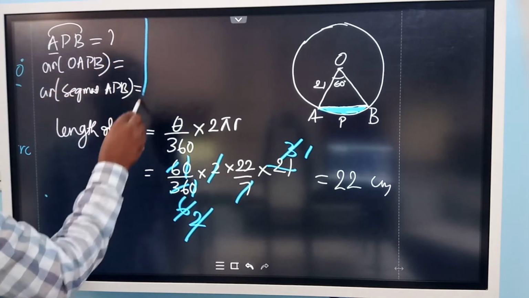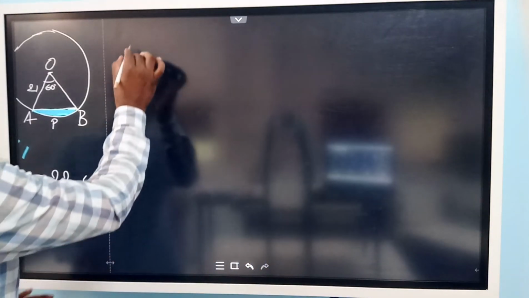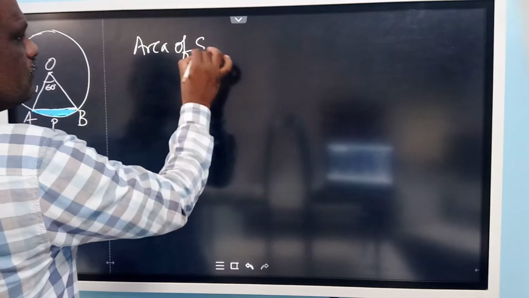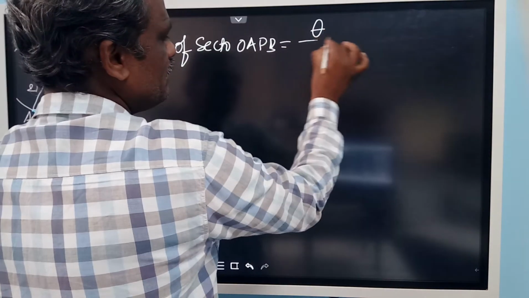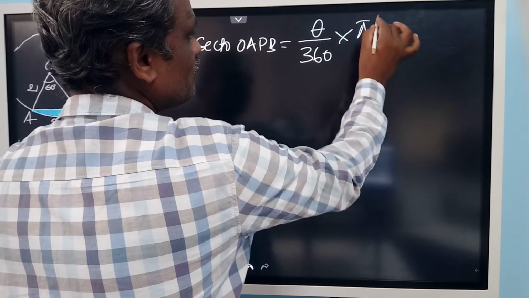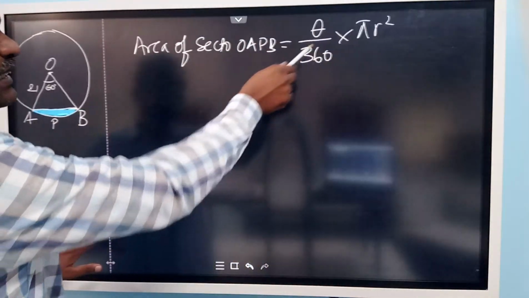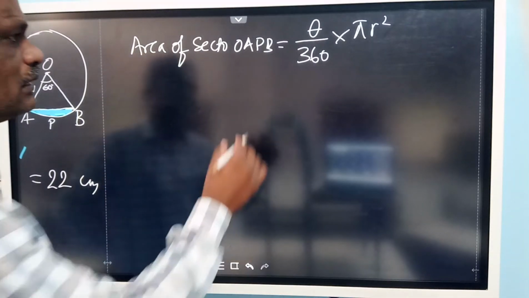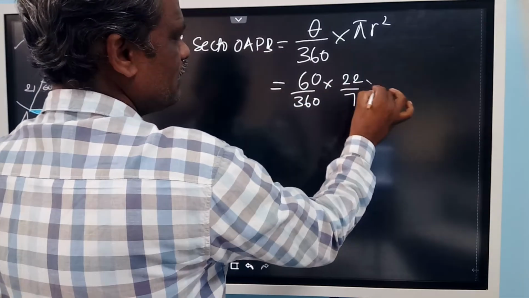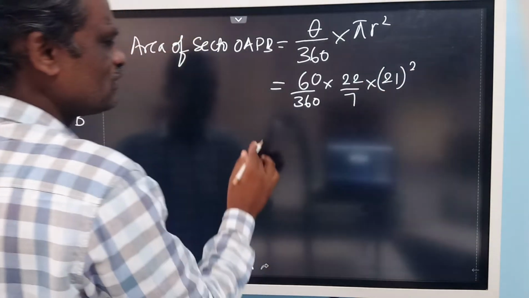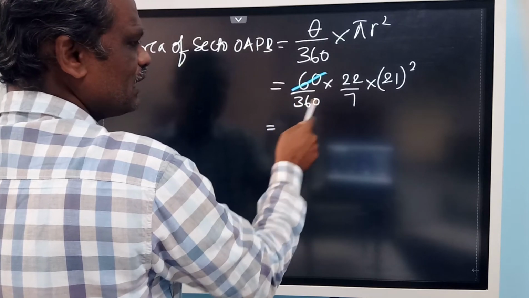Now let us come to the second one, area of sector OAPB. The formula is theta divided by 360 into pi r square. Arc length means theta by 360 into 2 pi r. Area of the sector means theta divided by 360 into pi r square. Substitute here, same angle 60 degree divided by 360 into 22 by 7. Radius is 21, so 21 square. So now you can write like this. You can cancel this one.